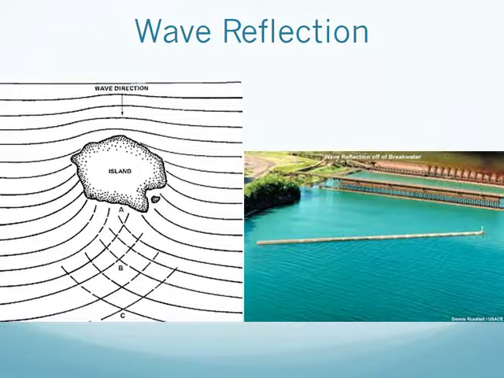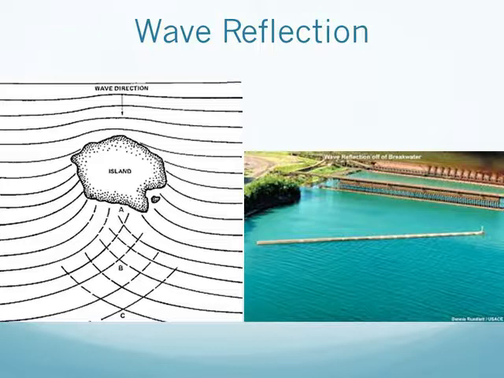So that's wave refraction, where it bends around topography. The next is wave reflection. So if you look at the image on the right, this is essentially when a wave hits an object and bounces off of the object and is redirected in a different direction.